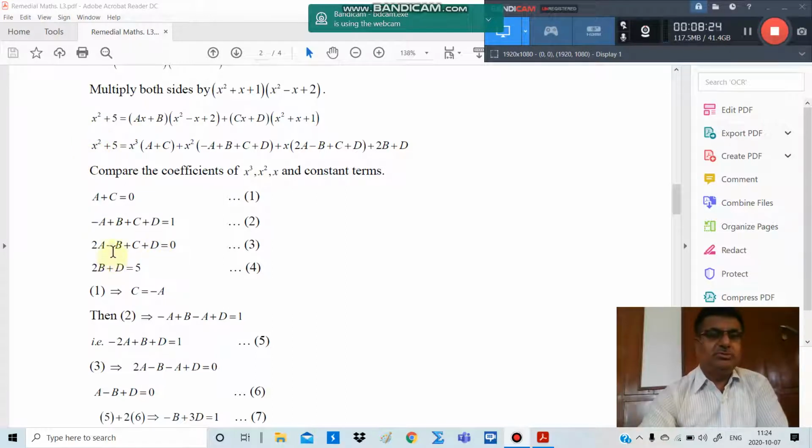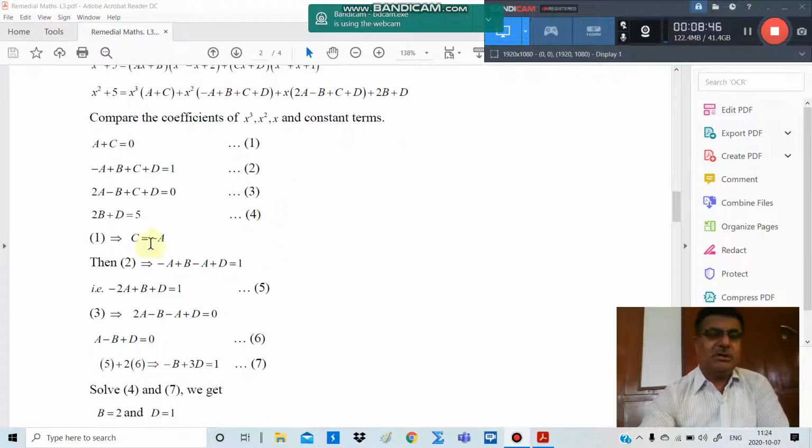This is x square, coefficient is 1. And 2a plus b plus c plus d is equal to 0. This is the coefficient of x. In the left hand side there is no term containing x, therefore this will be equal to 0. And this is the constant term, 2b plus d is equal to 5. Say this is equation 1, 2, 3 and this is 4.